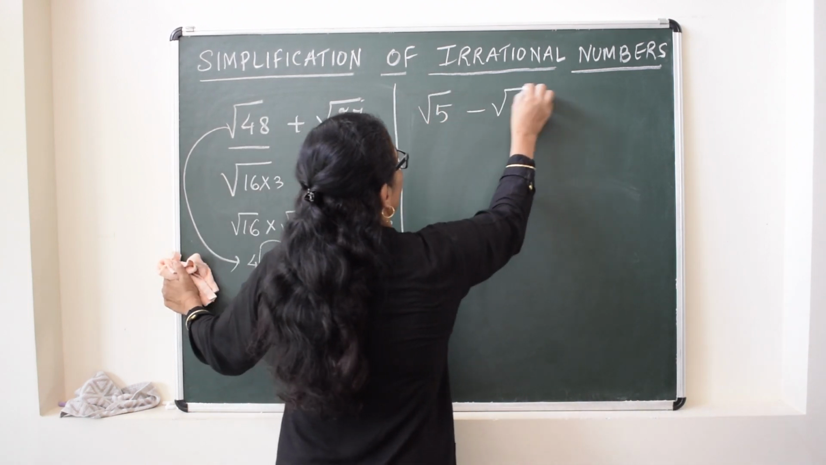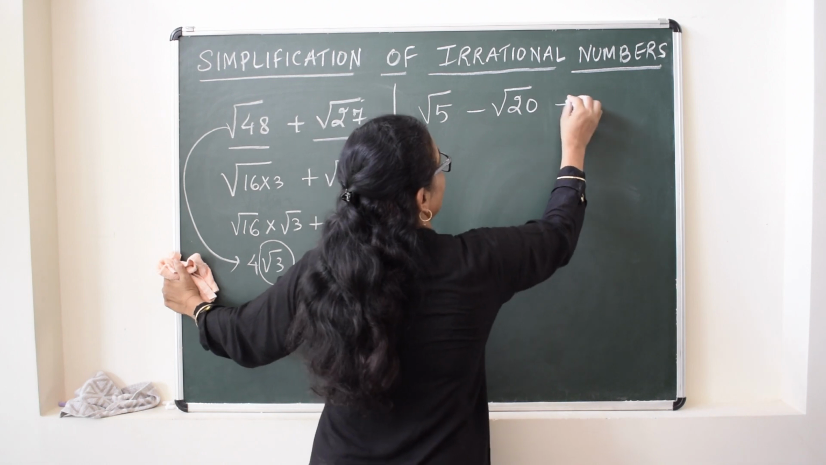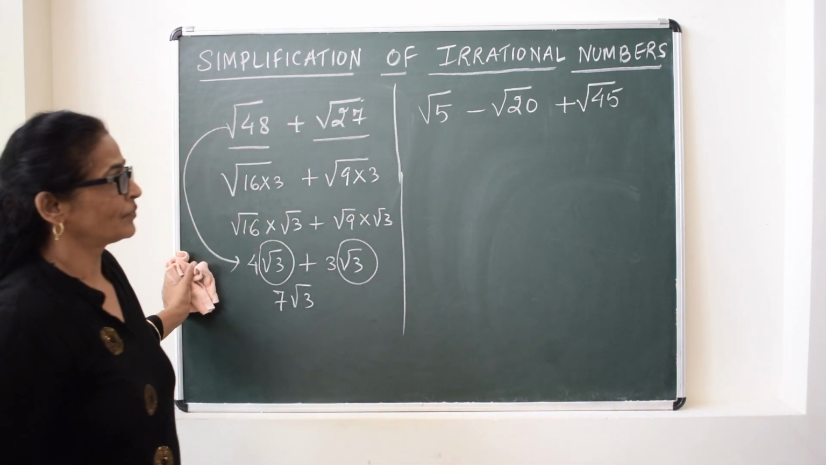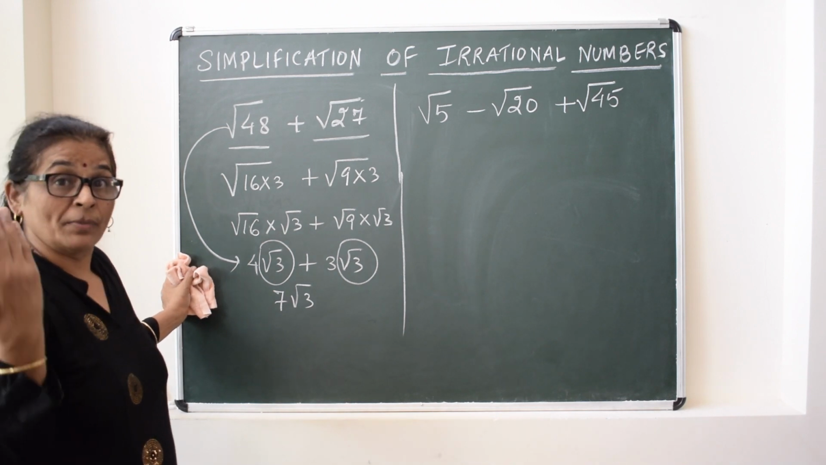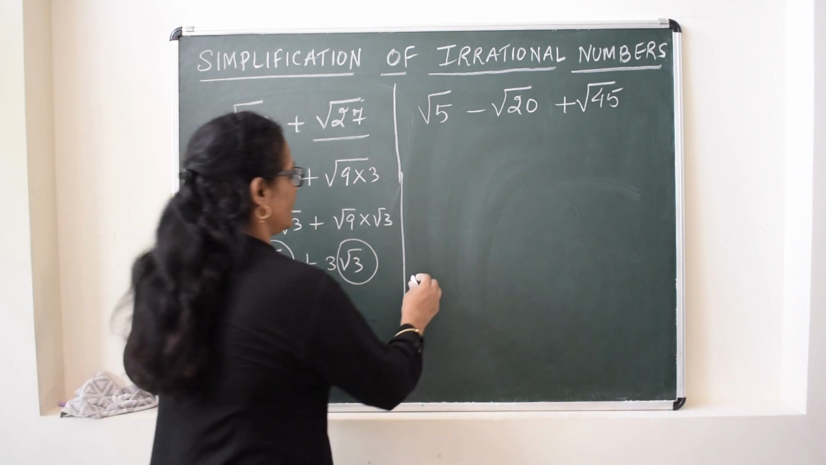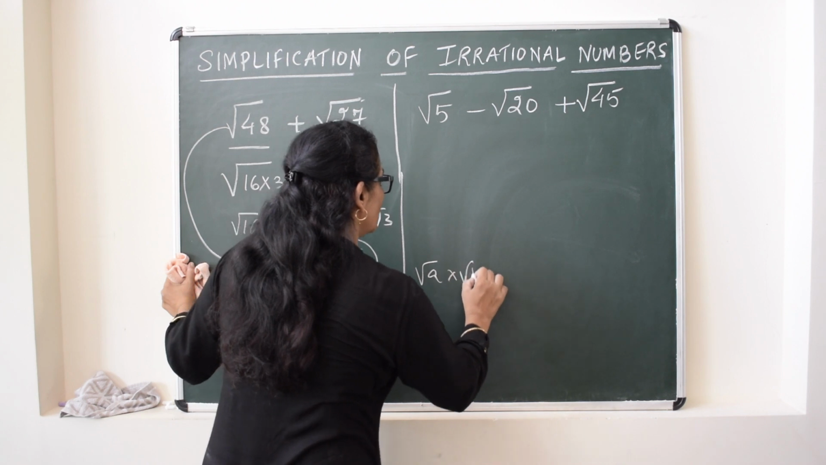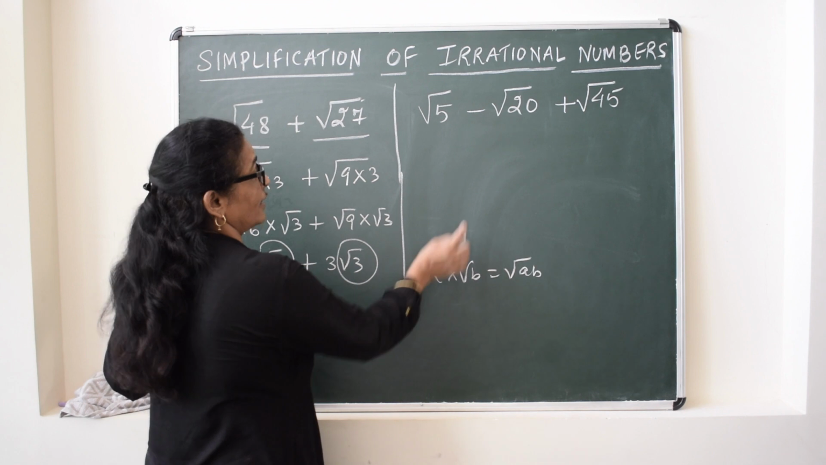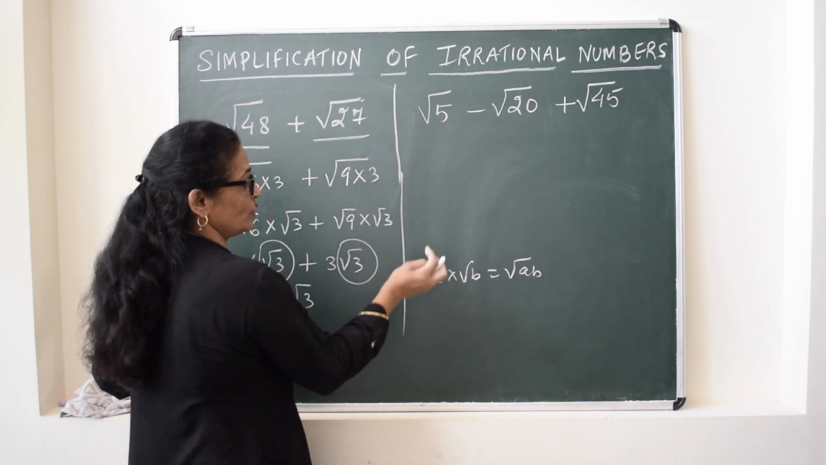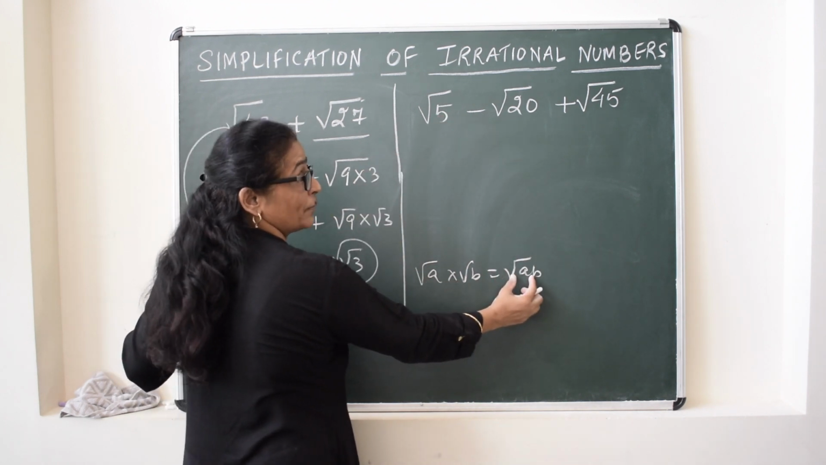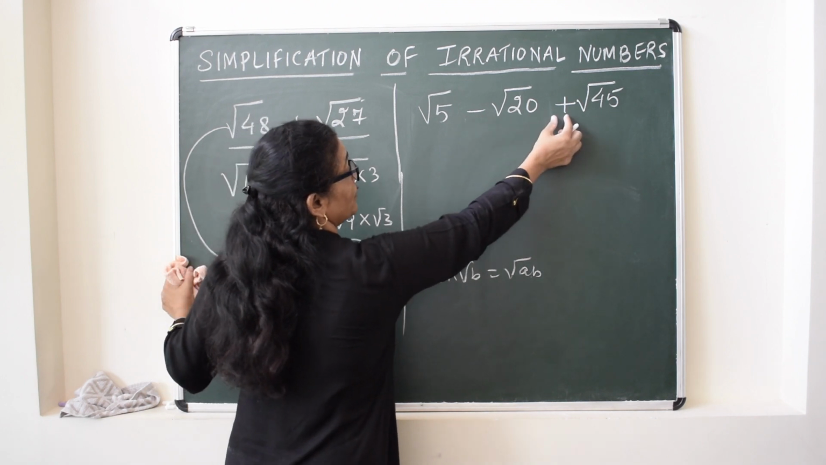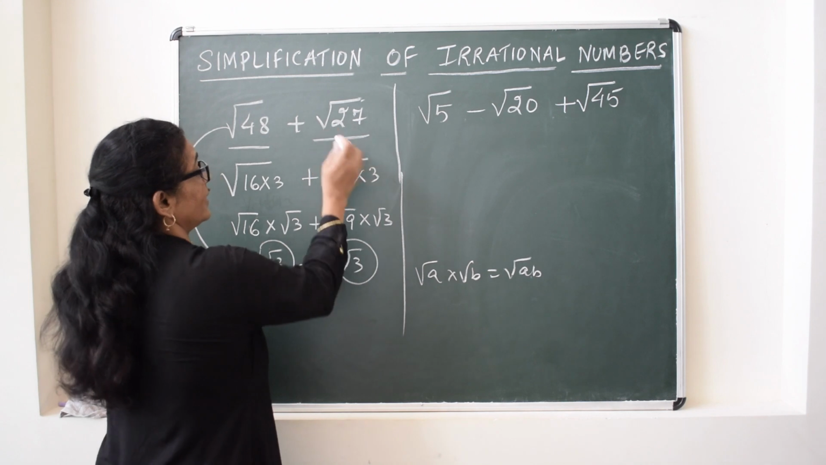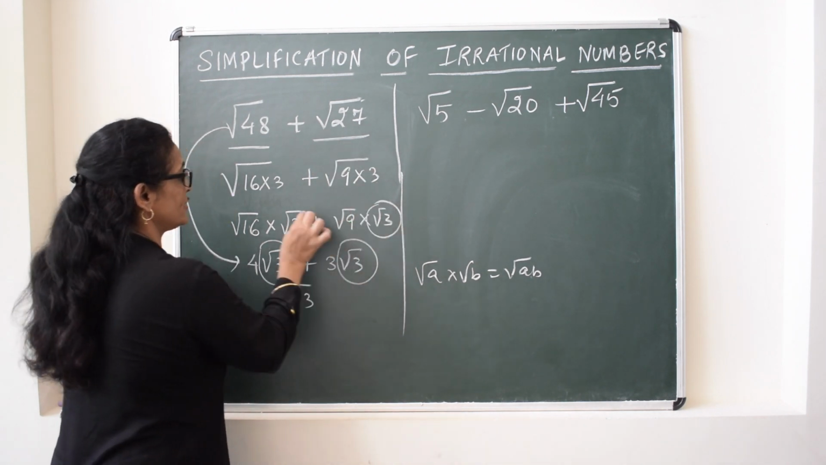Root 5 minus root 20 plus root 45. When there was multiplication, then directly the rule says root a into root b is root ab. By looking at this, you should not get confused that root is there, so we can combine it. Here there is a minus and plus sign. Directly we cannot add or subtract until and unless this part is the same.